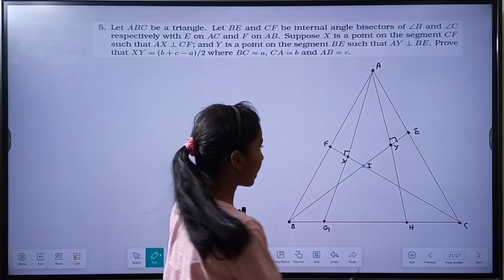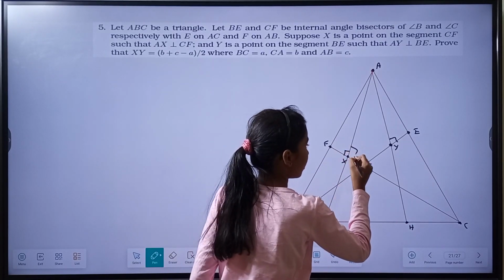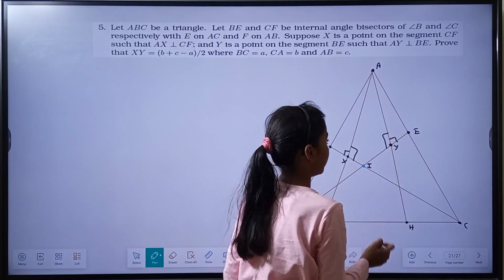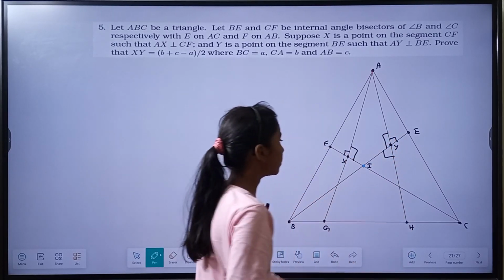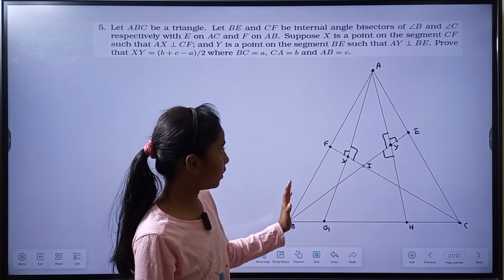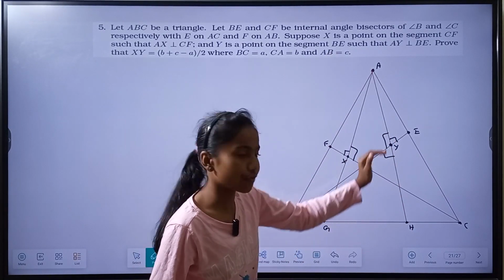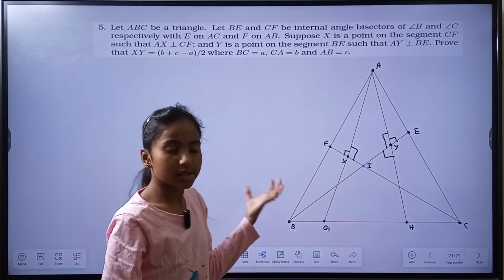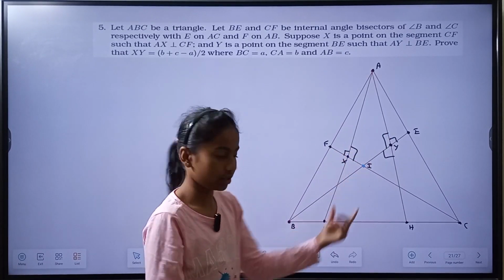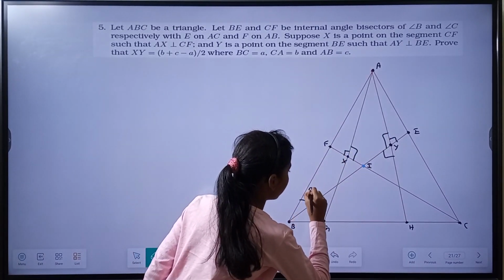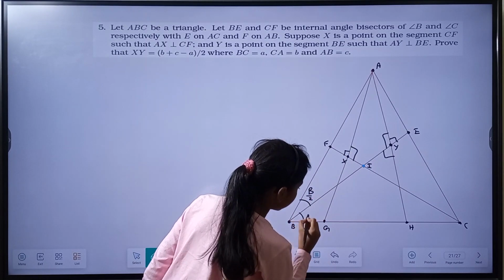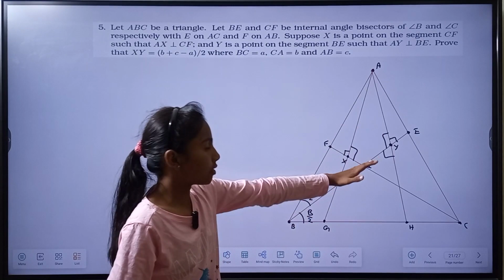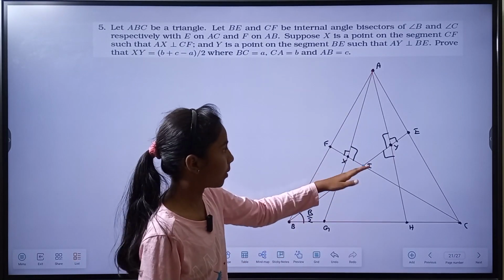And now, by straight angles, if this is equal to 90, then this angle also equals 90. And if this angle equals 90, then this will also be equal to 90. Now, in triangles BAY and BHY, we have BY as the common side, 90, 90 over here. And BE is the angle bisector, so if the whole angle B is equal to B, then these both are B by 2. So we have B by 2, 90, and the common side. Again, B by 2, common side, 90.